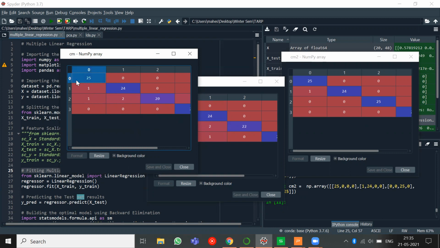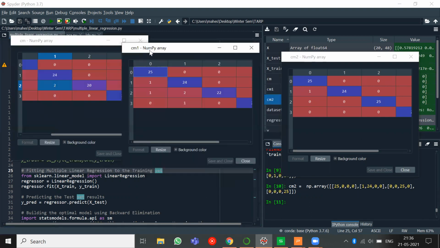So suppose the 25 predictions here means that the model correctly predicted the gesture as the first gesture, and the actual value was also the first gesture. Here we see some discrepancy in the data. This means that the multiple linear regression model was not that accurate at all. Moving on, this is the confusion matrix which we get by the PCA algorithm. As you can see, in this case it is also not that accurate, but it is more accurate than the matrix we got from the multiple regression model.